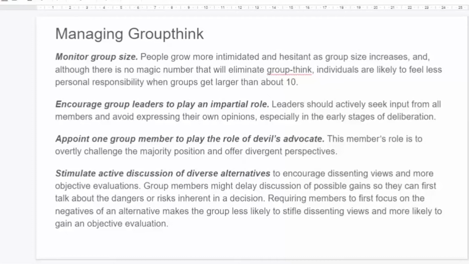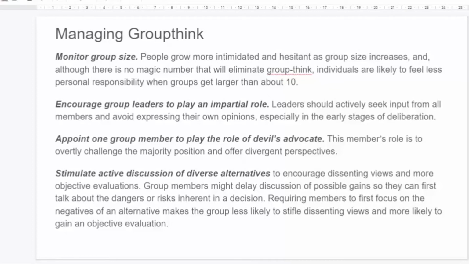We've got to encourage group leaders to play an impartial role. The leaders of the group really need to be like the coaches and the referees. They need to be able to stimulate conversation, manage the conversation, and when required, stop the conversation if it's not productive.